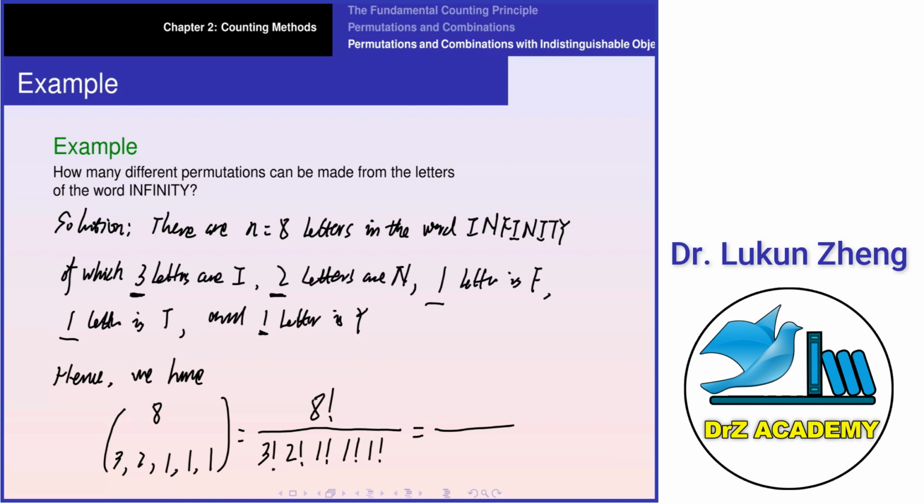We have 8 factorial, and 3 factorial. So 8 factorial is 40320. Then 3 factorial is 6, 2 factorial is 2, 2 times 6, that is 12. All these ones are ones, right? So now just use this one divided by 12. So you got what? This equals 3360. That's the number of different permutations for this one.